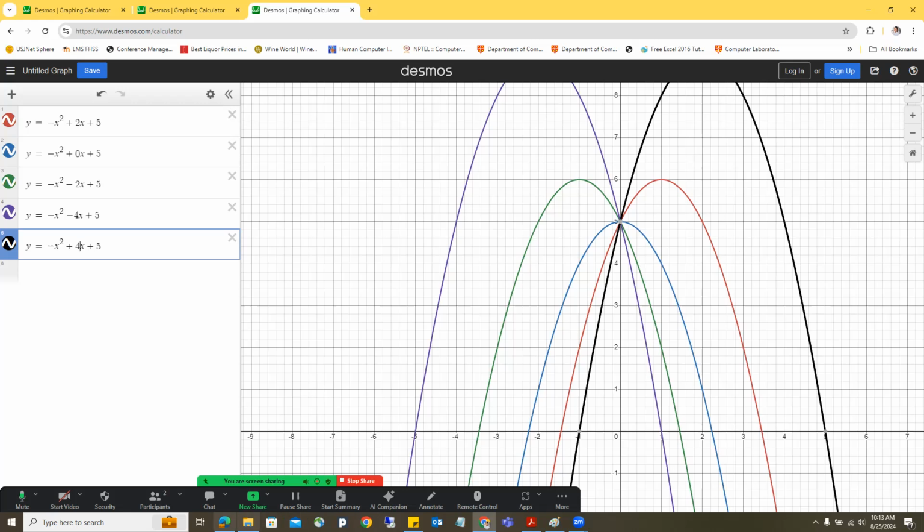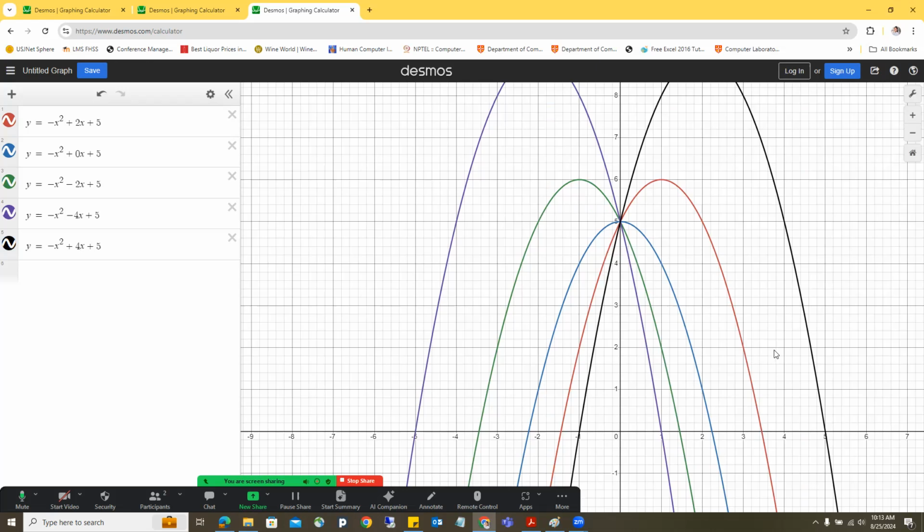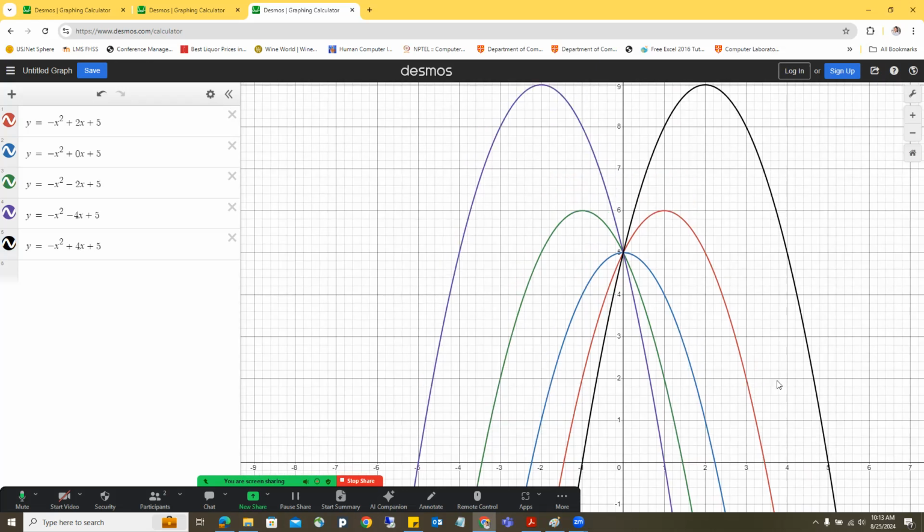Okay, so we'll move forward. The graph is also shifting. If the b value is negative, then it will be shifted to the left. And if it's a positive b value, then it will be shifted to the right side.